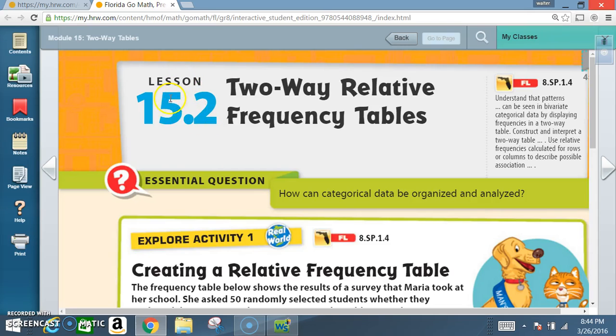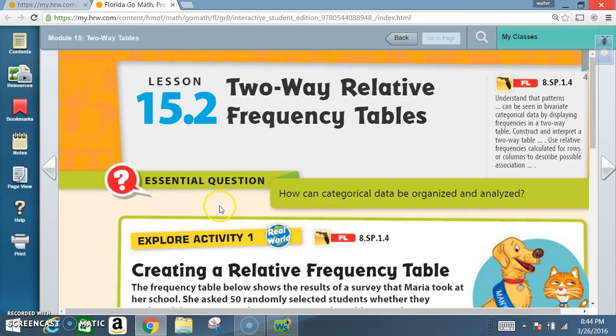Okay, today we're in lesson 15.2, two-way frequency tables. Once again, 15.2, two-way frequency tables. Now, this lesson may prove to be a little bit difficult for some of you, but you can do it. Because in this lesson, you have to read and interpret a lot of information and come up with a lot of fractions and ratios to extrapolate the information they want you to use.